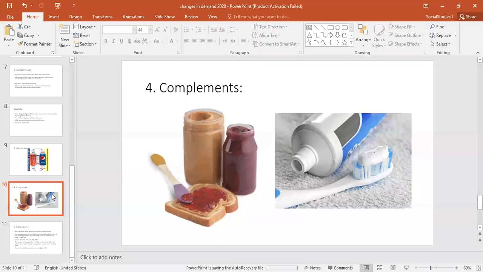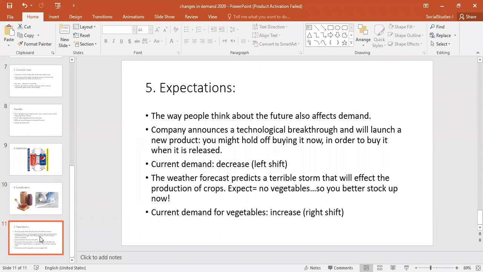Okay, so far we have four factors that we are discussing. The first factor is consumer income. Then we discussed consumer taste. We went into substitutes and complement goods. That's four. And five, which is your last factor influencing demand, is consumer expectations.